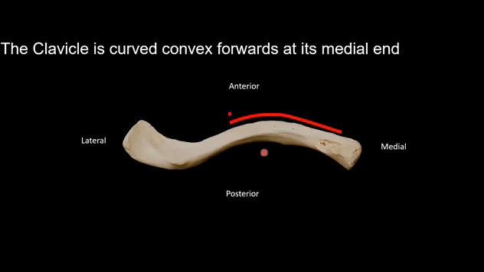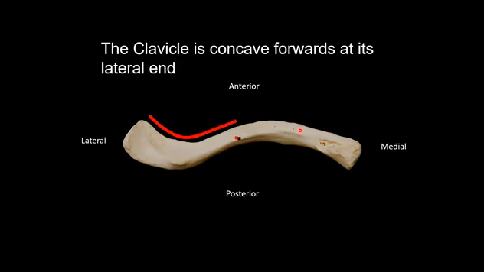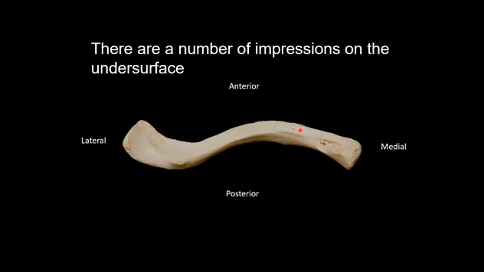So the clavicle is curved convex forwards at its medial end. You can see the convexity along that line, from the medial end, and then it flattens out into a concavity at the lateral end. So you can see how it begins to curve to form the S shape or the sigmoid shape. Okay, there are a number of impressions on the surface.